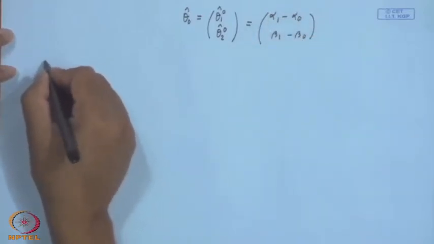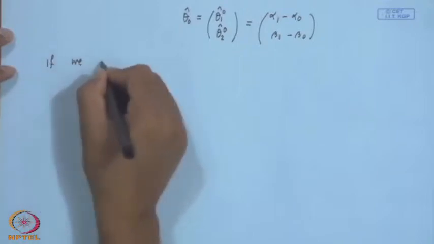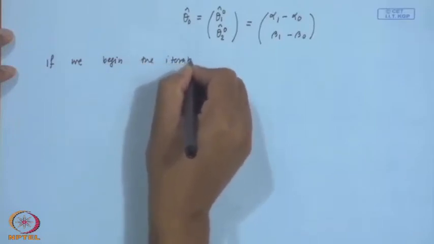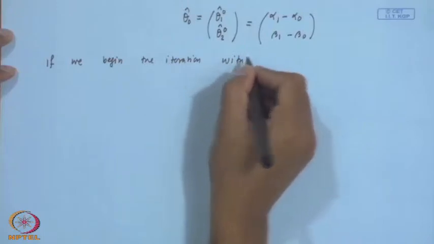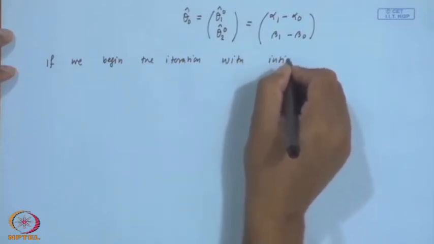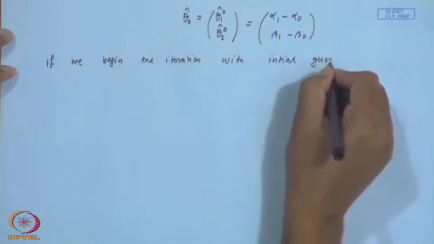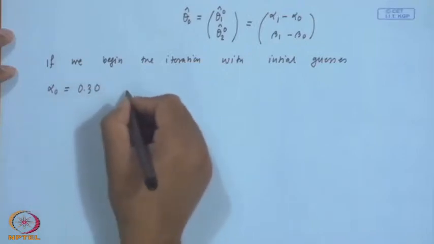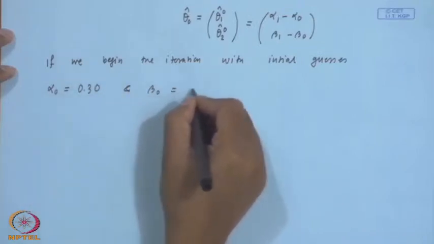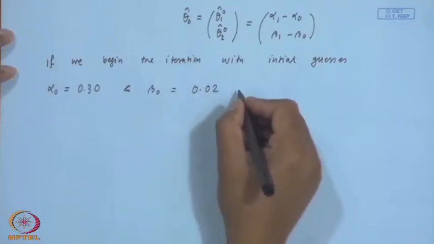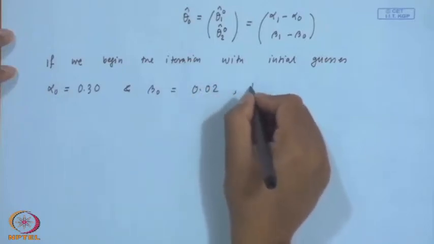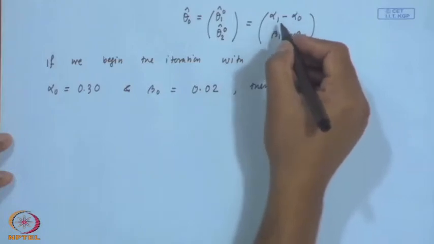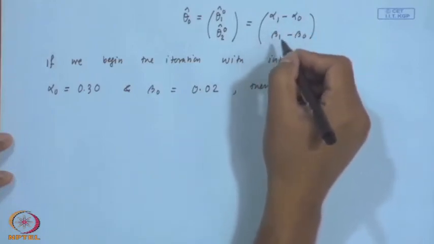So, what we do is that we begin the iteration with the initial guesses, say alpha naught equal to 0.30 and beta naught equal to 0.02. Then we iteratively improve this alpha and beta.